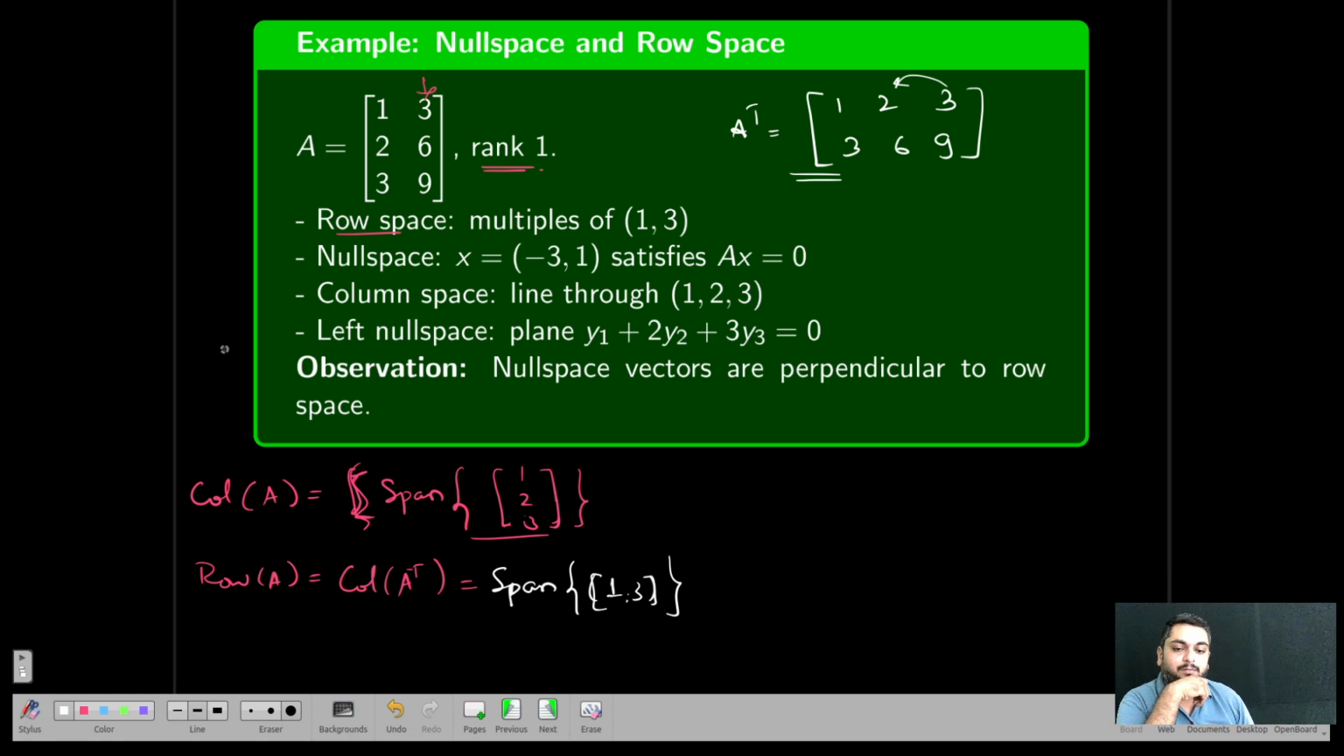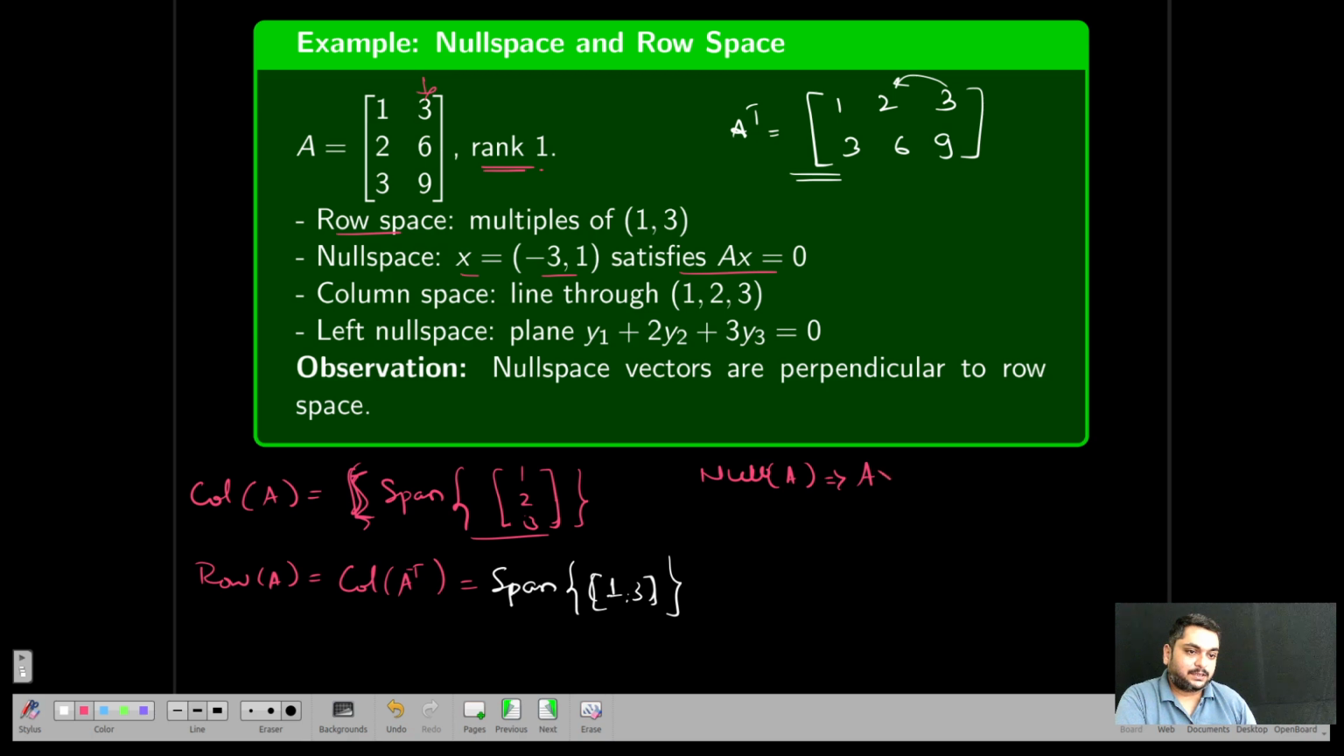That is nothing but your row space. Now, what is the null space of A? The null space of A, you can calculate it as x equal to minus 3 comma 1 because it satisfies Ax equal to 0. So what is null space?